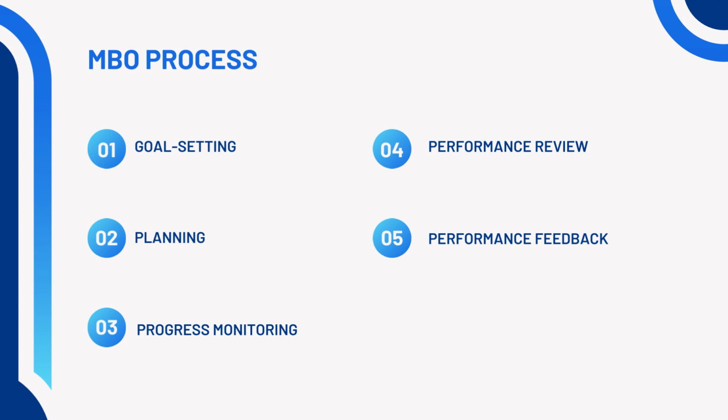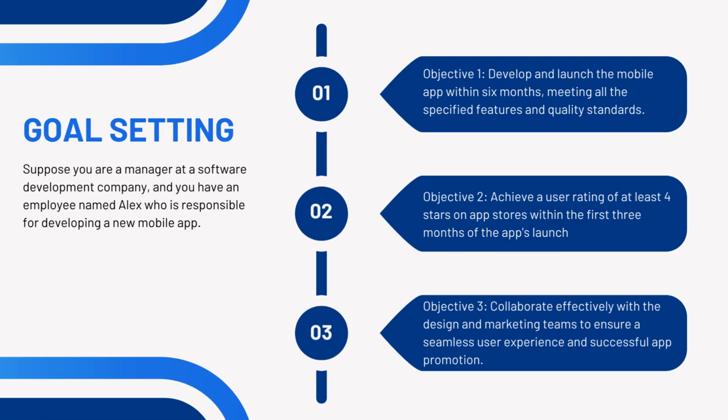So, let me provide you an example of how MBO would be used as a performance evaluation method. Suppose you are a manager at a software development company and you have an employee named Alex who is responsible for developing a new mobile app. So this is how MBO could be implemented in this scenario. Number one, the goal setting. You and Alex will sit down together and define the objectives for the upcoming performance period. And based on the organizational goals, you agree on the following SMART objectives for Alex. So we have objective 1, objective 2, and objective 3.